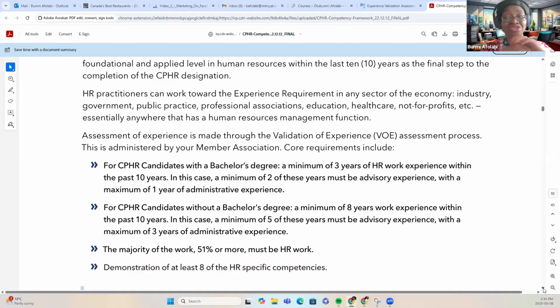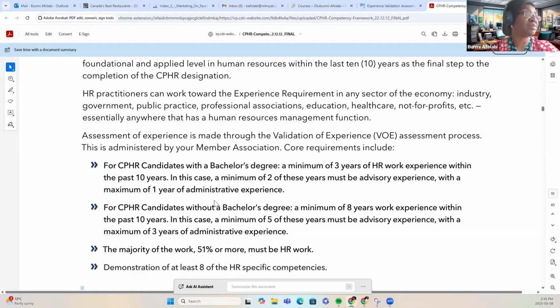These things are expensive. You don't want to do it more than once. So back to the framework and the requirements. As you can see from the screen here, I've already talked about this minimum of 3 years of work experience. I forgot to mention in the last 10 years. So any work done more than 10 years ago would not count for this.